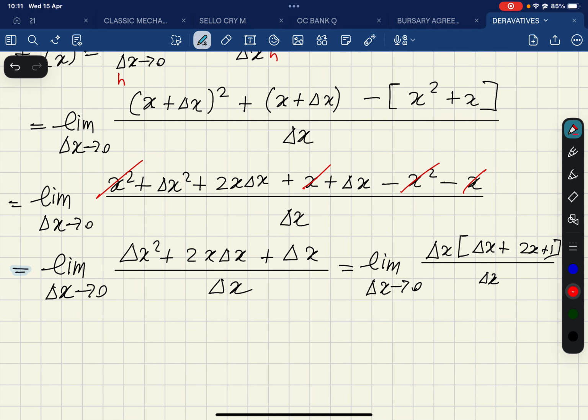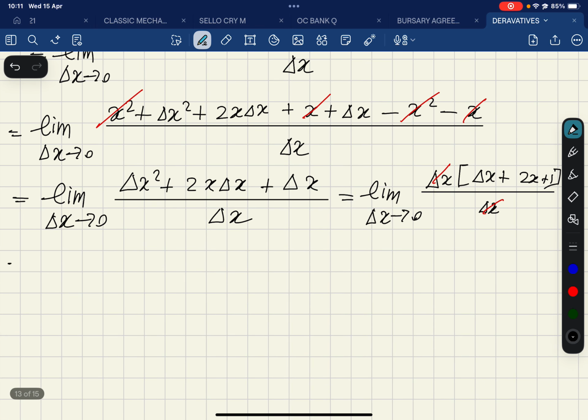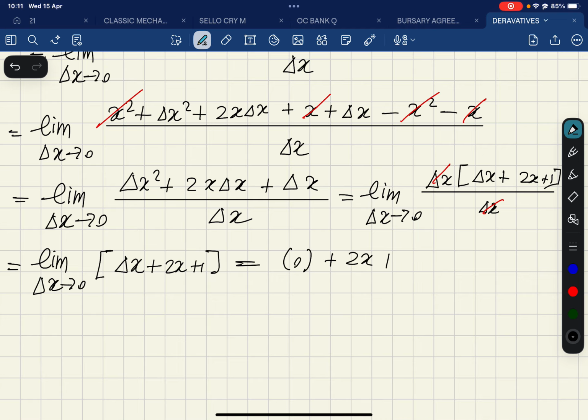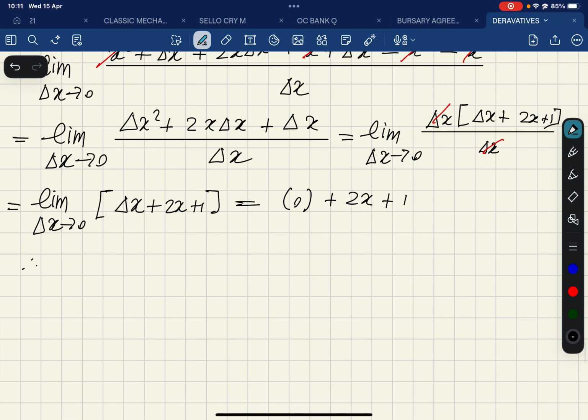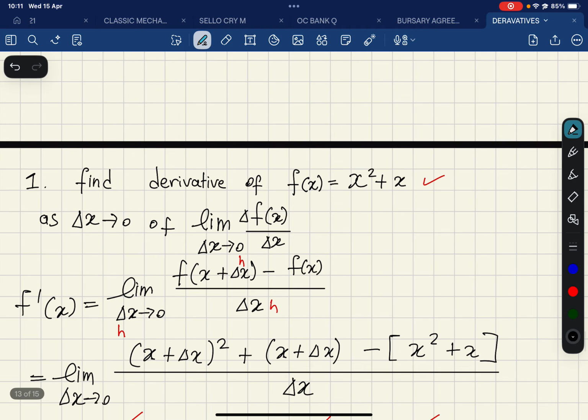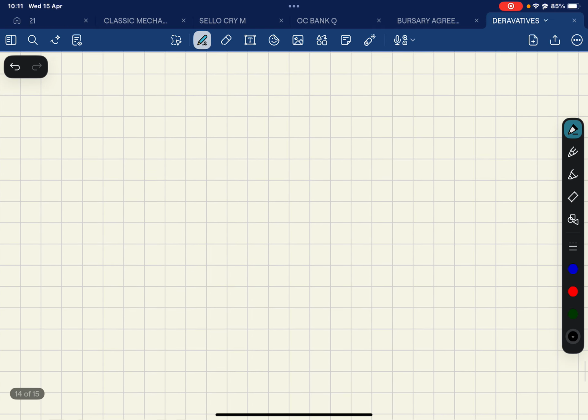So with that, I know that this one cancels that one, which means I will remain with the limit as change in x approaches 0 of the change in x plus 2x plus 1. From there I start to substitute, which means I will have 0 plus 2x plus 1. Therefore, my f prime of x is equal to 2x plus 1. You can even see there. So let's jump to another one.